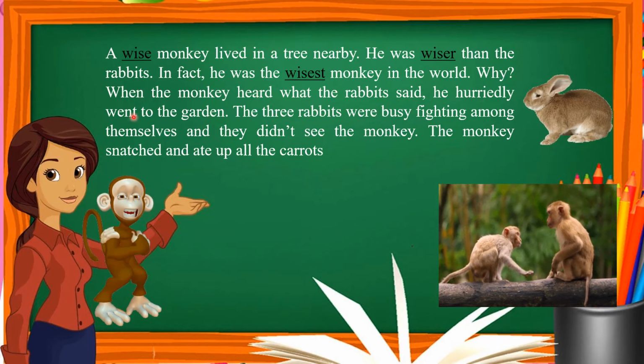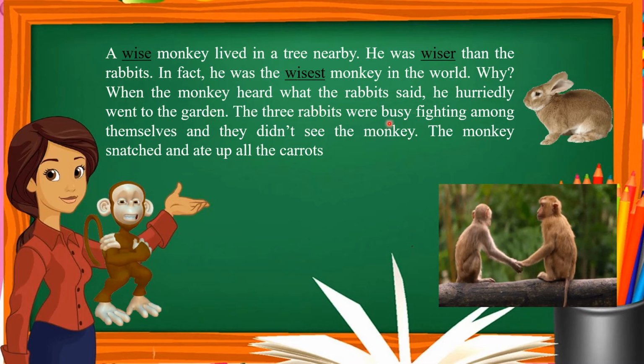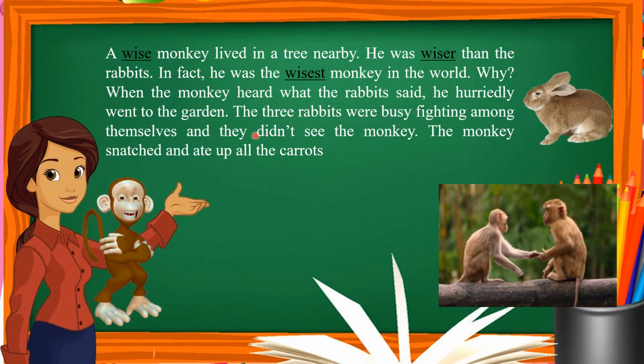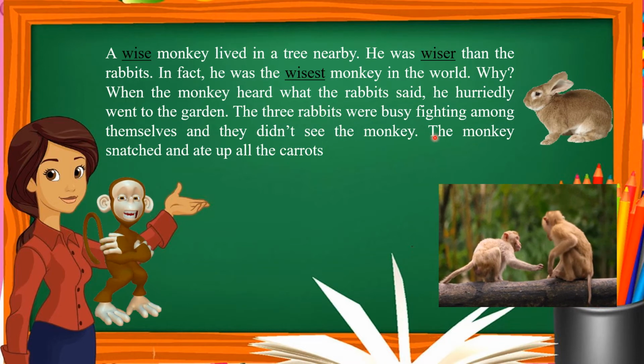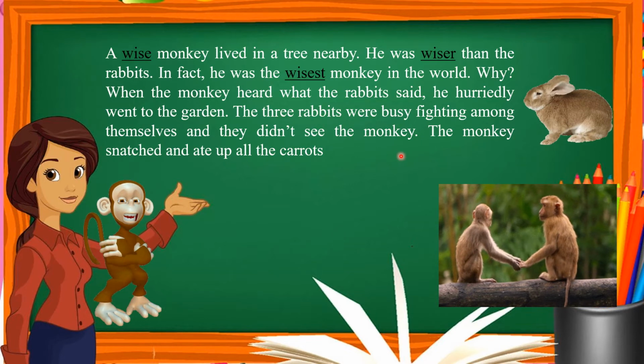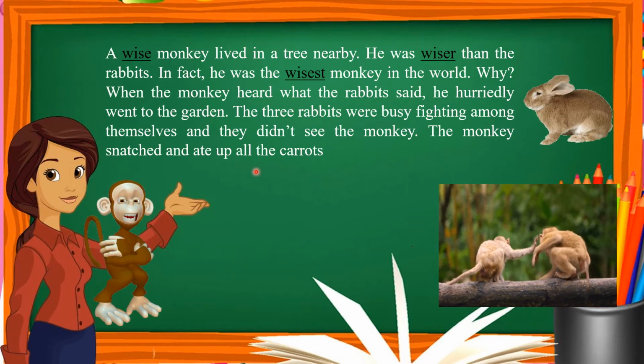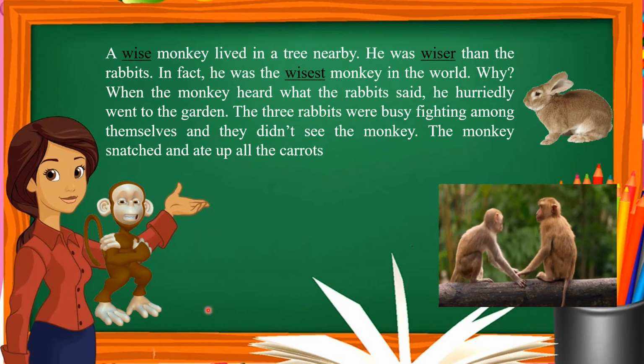Why? When the monkey heard what the rabbits said, he hurriedly went to the garden. The 3 rabbits were busy fighting among themselves, and they didn't see the monkey. The monkey snatched and ate up all the carrots. Okay, let's continue.